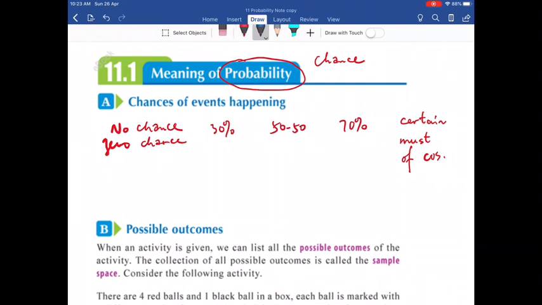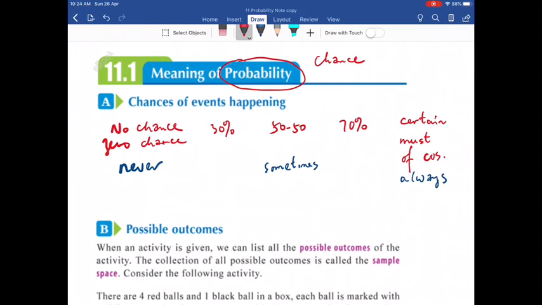Sometimes we use words to describe it, like never, always, and sometimes, something like that. But it is not mathematics. In mathematics, we put this into numbers.